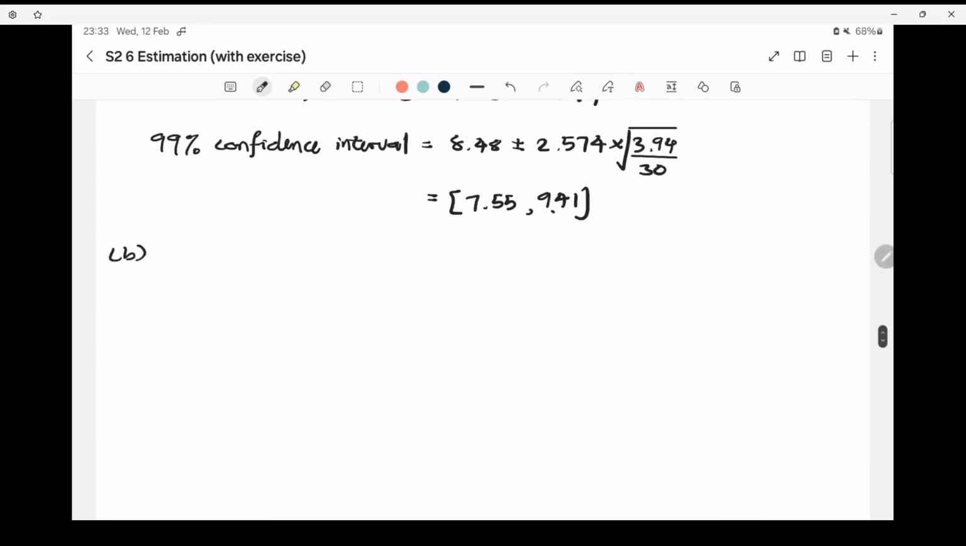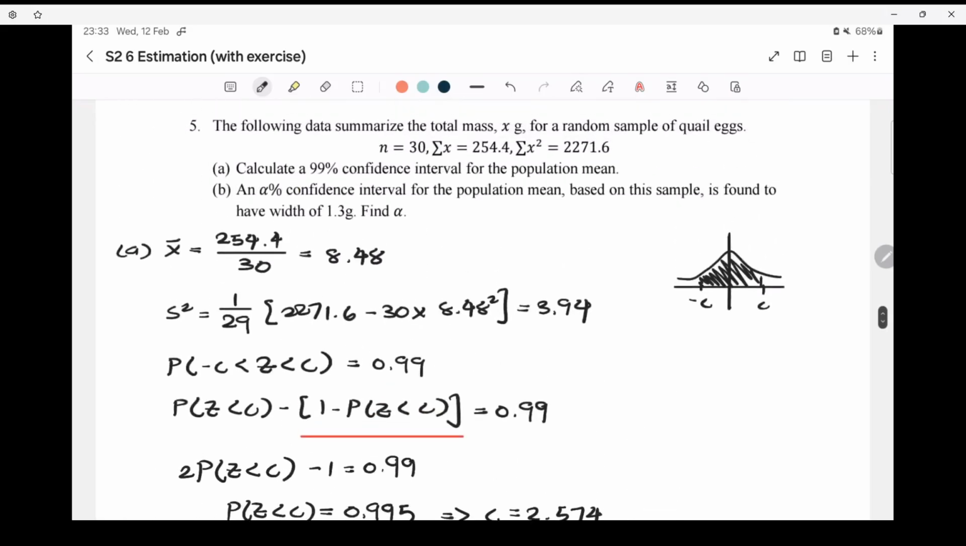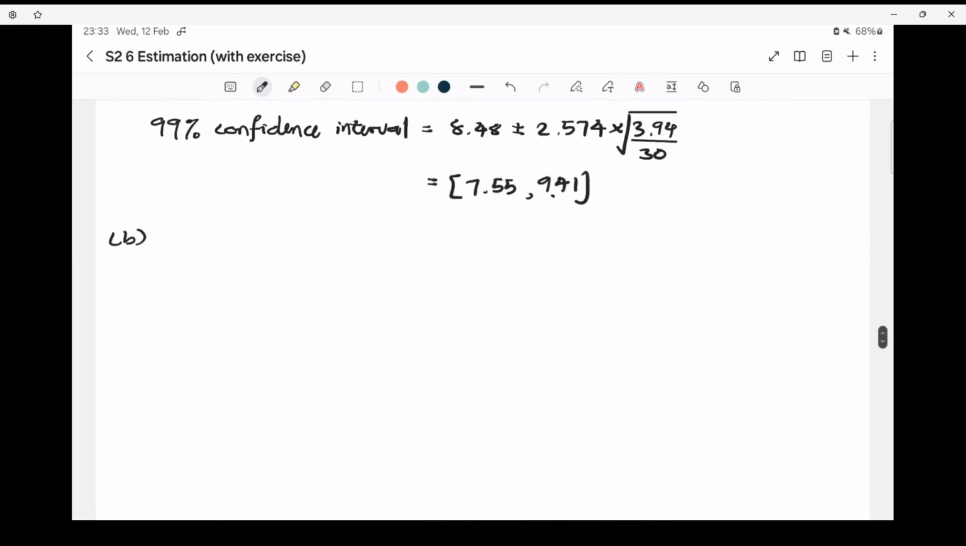So part B, if you are given the width, what is your confidence interval? So what is the width? The width basically is the largest number minus the smallest number. So let's say this is your confidence interval. We know that this is X bar plus C times sigma divided by square root n. This is X bar minus C times sigma divided by square root n.